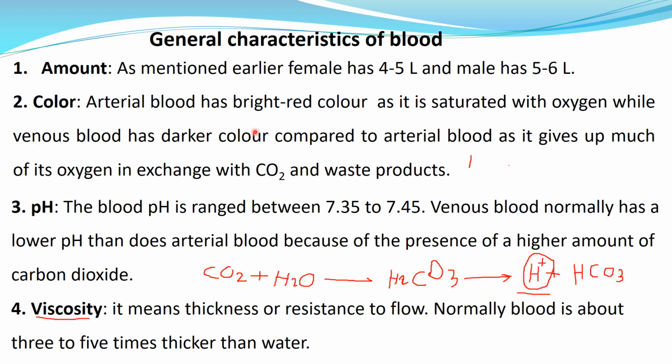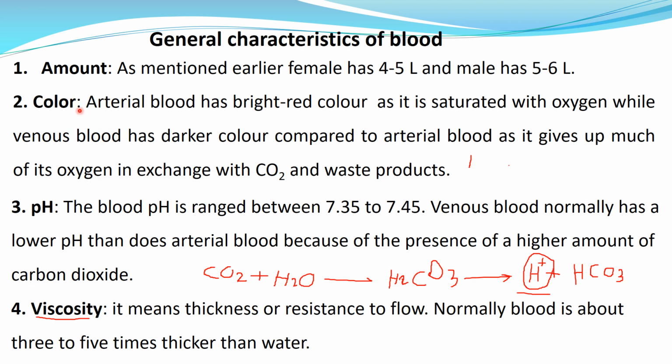Similar to the other tissues, the blood has some properties. The first one is the amount of the blood. As mentioned earlier, about 8% of the body weight is made of blood. Normally, a female has about 4 to 5 liters of blood, and a male has a bit higher amount compared to a female. It has about 5 to 6 liters of blood.